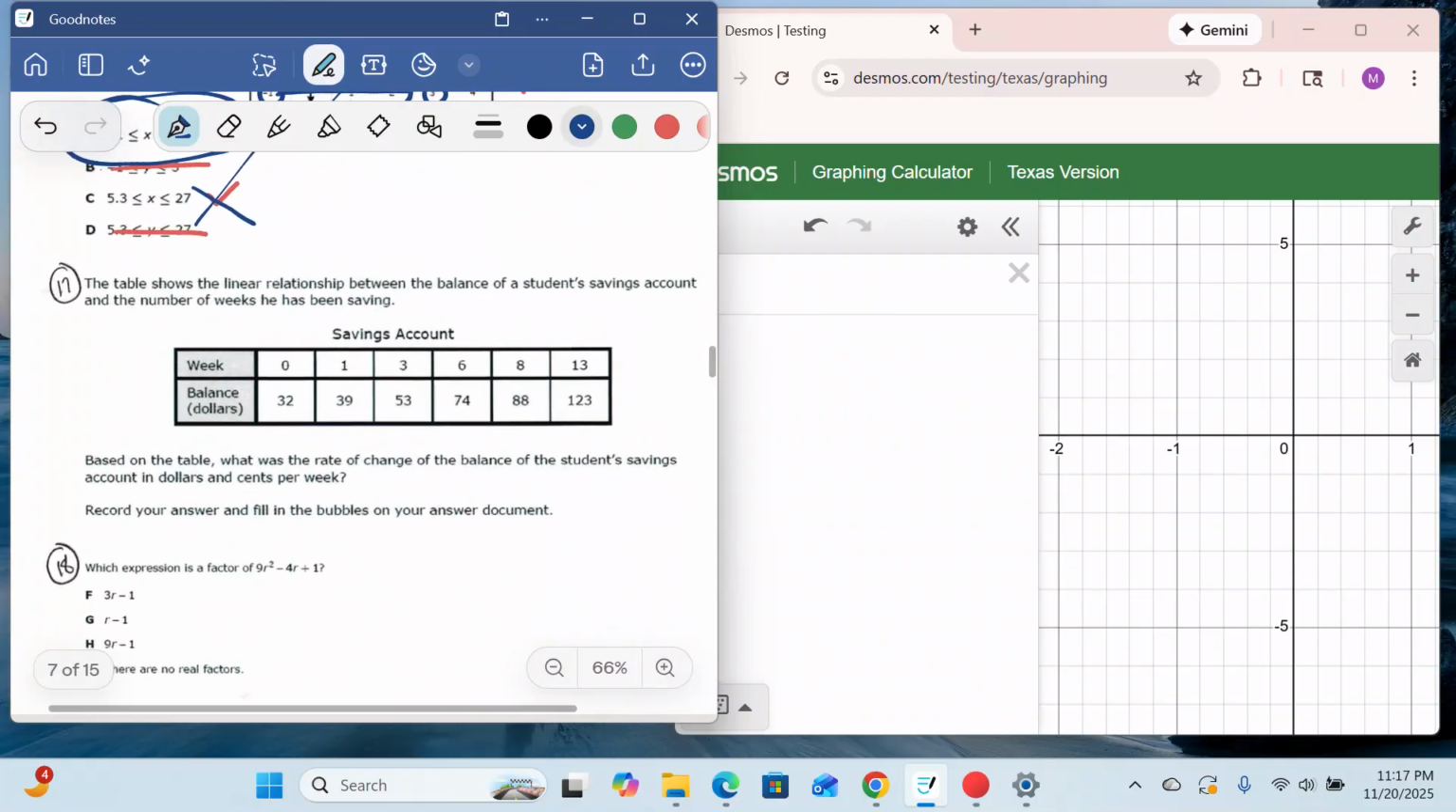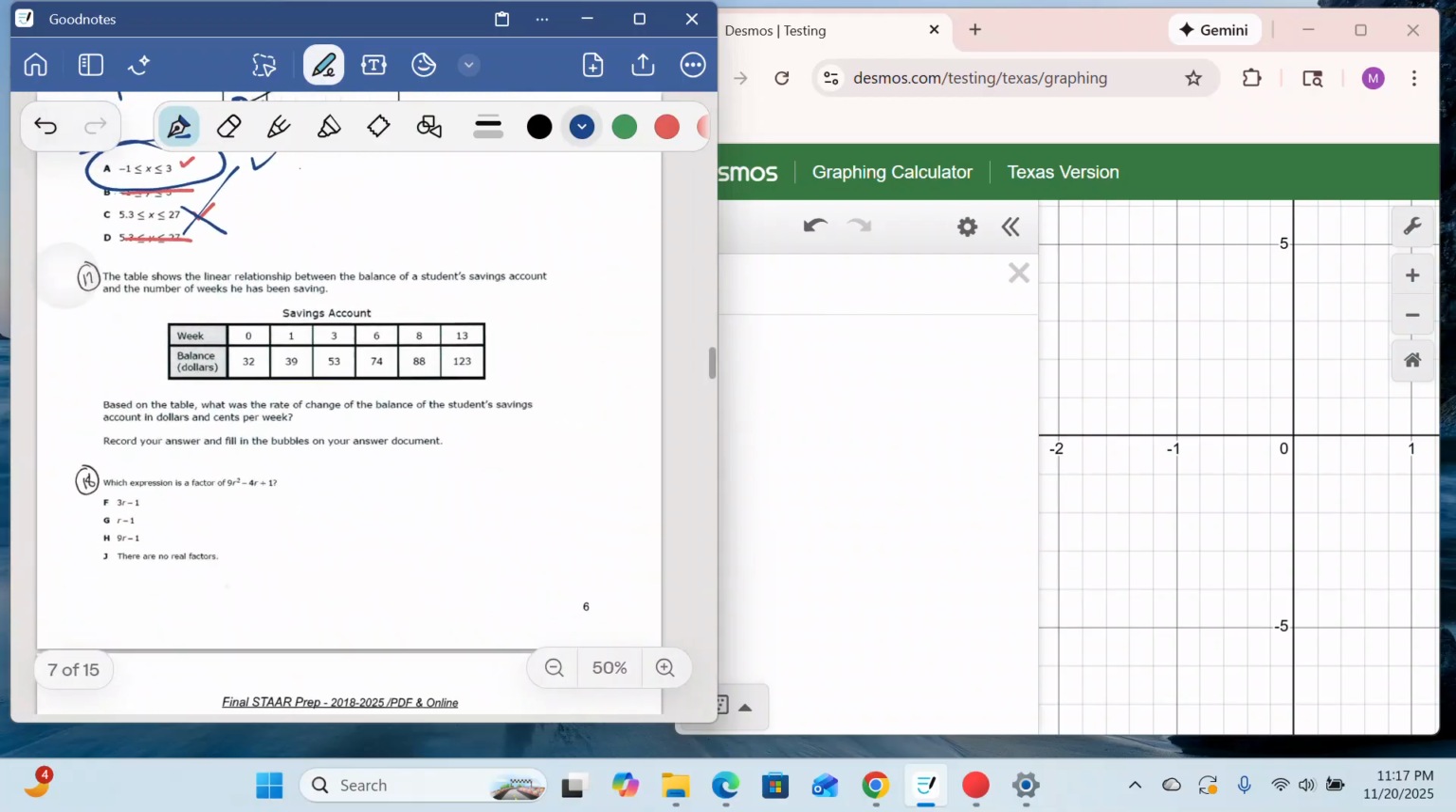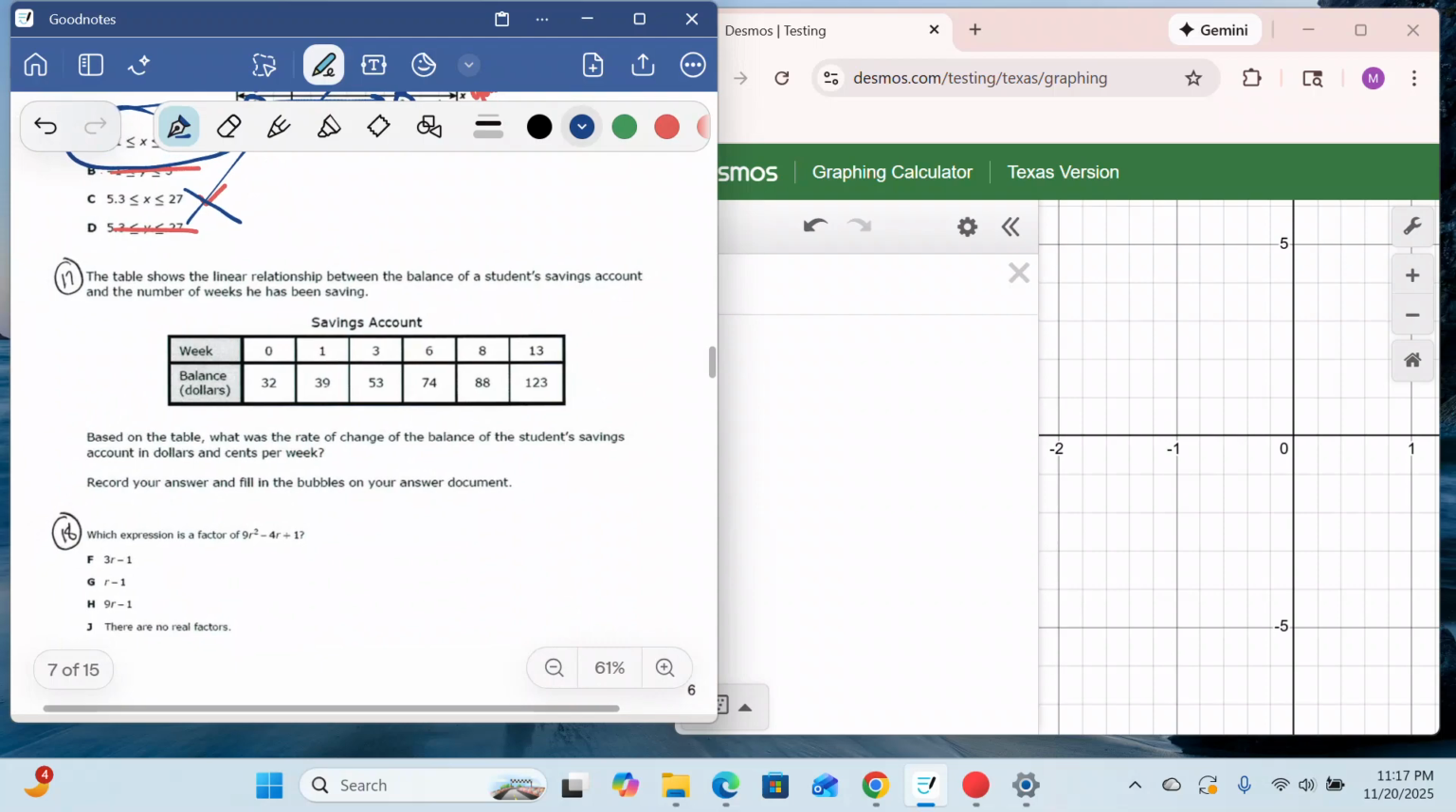If we look at the next one, number 17, we're asking, what is the rate of change? And remember, the key word for rate of change is slope. Rate of change is slope. Slope is rate of change.